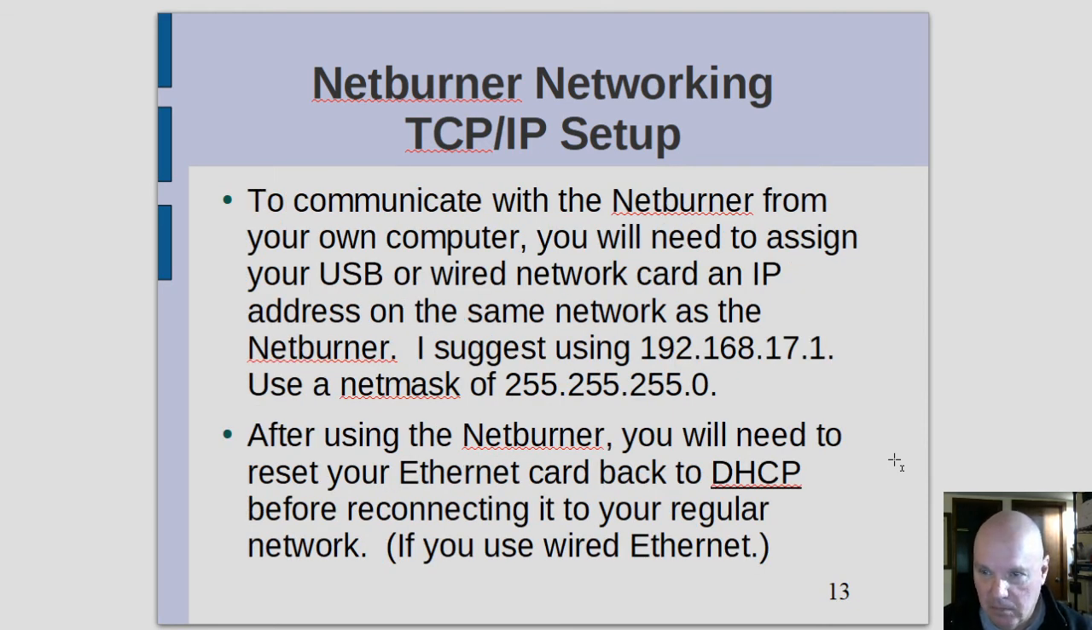Okay. We then also have to assign an IP address to the other device that's on this local network, and that's the Ethernet card connected to our computer. And so it's typical for routers on a local network to be assigned IP address 1. So we're going to assign that address to our desktop or laptop computer. So it will have 192.168.17.1.